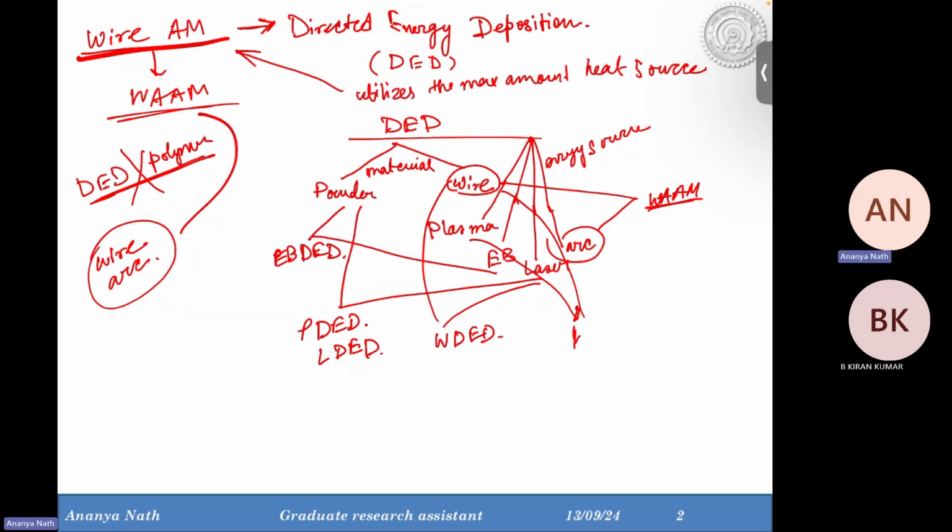When we are using wire, obviously the heat source to be utilized will be the most, rather than for powder, because always remember a few important points. When we supply powder to the deposition process using any nozzle, there will be an air gap, and along with the powder we supply the laser as well. This is DED, through the nozzle.